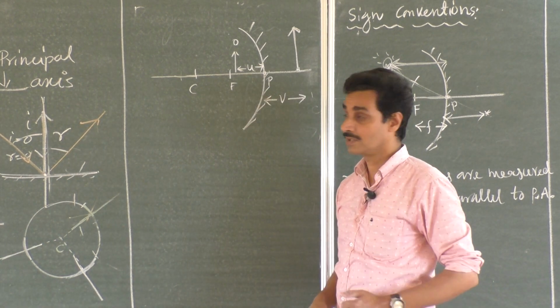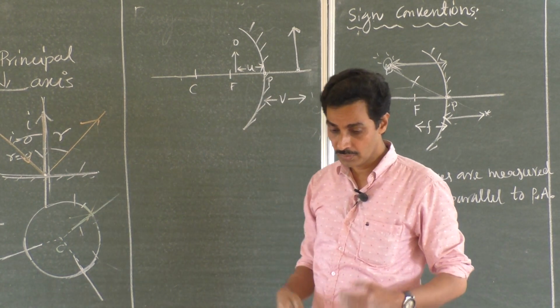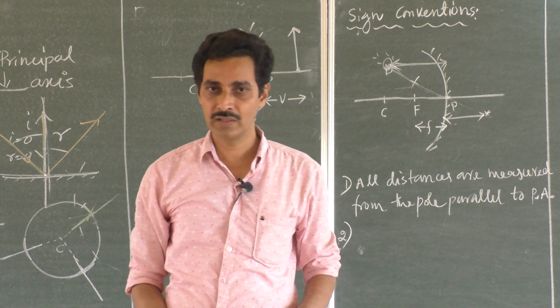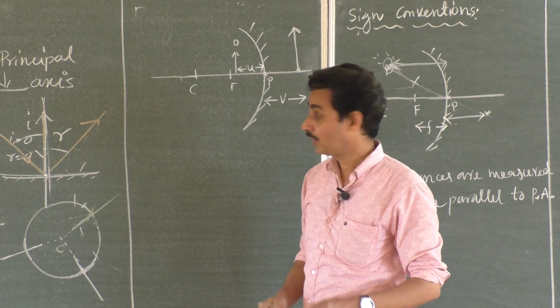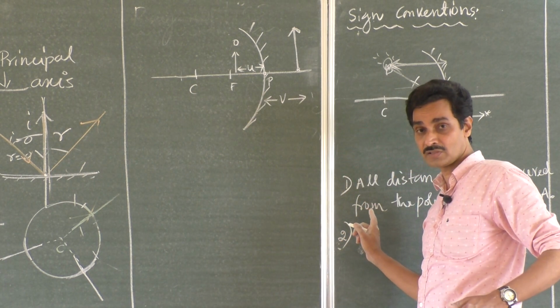Now, how do you record these U and V? Shall we put both U and V in positive values or negative values? That is a sign convention. See, how do you measure the object distance? You have to follow this first. All the distances are measured from the pole.